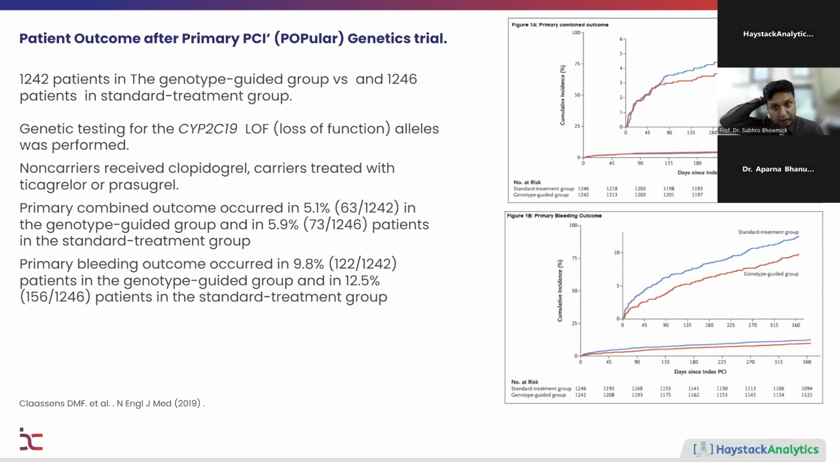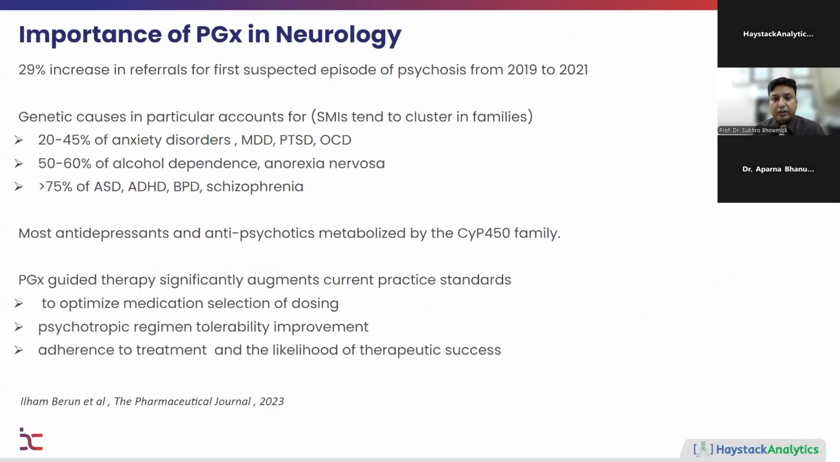Again, I would say that in neurology, there has been a 29% increase in referrals of the first suspected episode of psychosis, more so in the case of psychiatry patients, from 2019 to 2021. There are various causes for it, and I'm not going to get into those, but the most important thing is that antidepressants and antipsychotics have been prescribed. Not only psychiatrists prescribe these in India; antidepressants and antipsychotics are prescribed by GPs and by physicians.